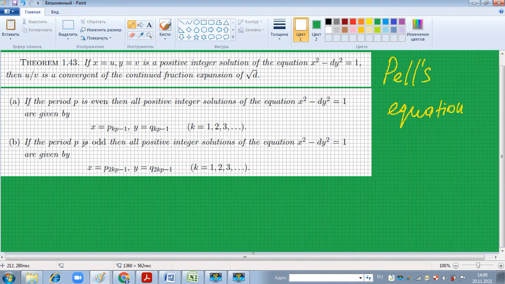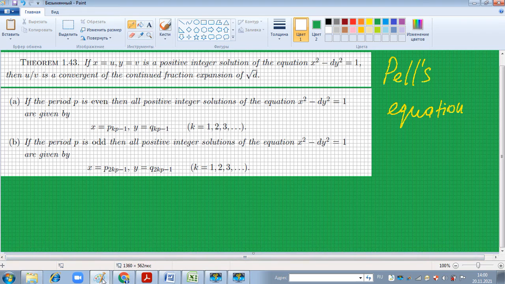And if the period p is odd, then all positive integer solutions of the equation x squared minus d y squared equals 1 are given by x equals p sub 2 k p minus 1, y equals q sub 2 k p minus 1, where k equals 1, 2, 3, and so on.